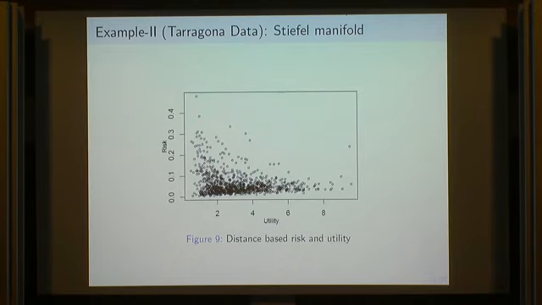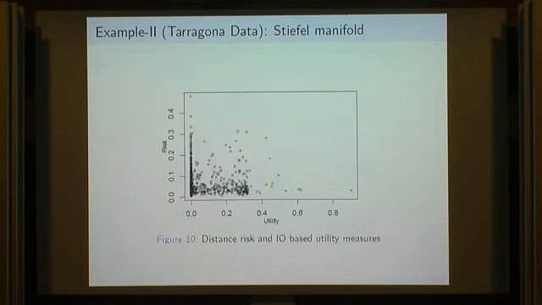Now, if we consider the interval overlap based utility measure, then it looks like this. So the utility is too low. But here we got only one, and I don't know why we got this one. The risk is not too high compared to others, but the utility is very high compared to others.